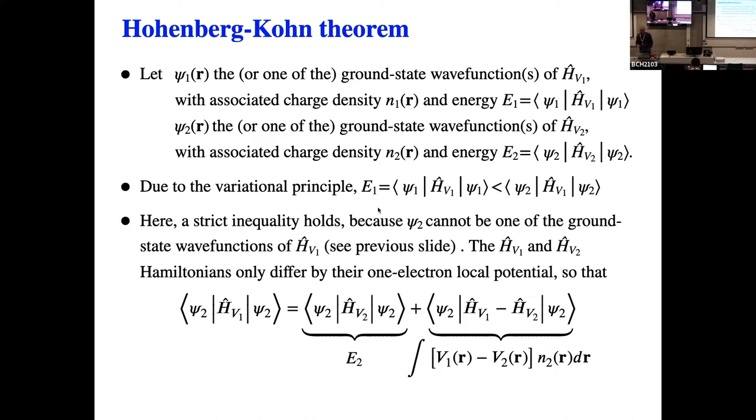We know that we have a variational principle for both systems, for the system V1 and for the system V2. If we look at the variational principle for the system V1, we can write that the energy of the ground state must be smaller than the energy of the state that would be given by the wave function psi 2. So if I choose psi 2 and take the expectation value, it must be bigger than the one of the ground state, and it must be strictly bigger. It cannot be equal because psi 2 is different from psi 1, because of the lemma that we've seen before.